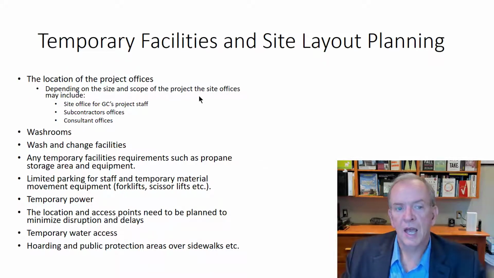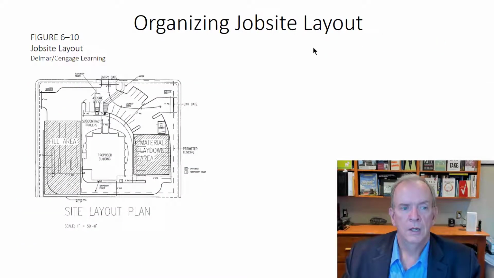Some of the things, the size and scope of the project, you're going to need your office, consultants' offices, and if it's large projects, subcontractors' offices, washrooms, all of these areas here, and you get an idea. And what you need to have when you're developing a site logistics plan is a checklist that you can utilize so that you don't miss things. So you can use that in your planning approach. Checklists can be very helpful that way. I'll talk about checklists in another class. So here's sort of a site plan showing where you've got fill area, material laydown area, the proposed building, etc.